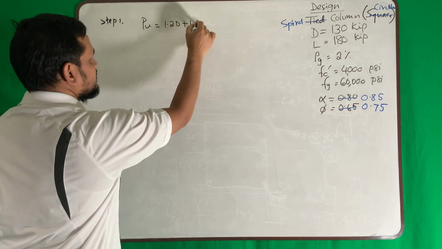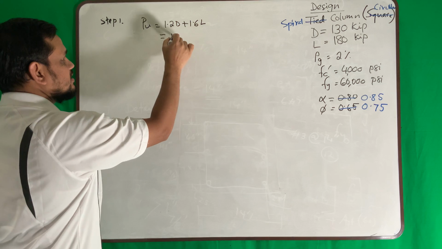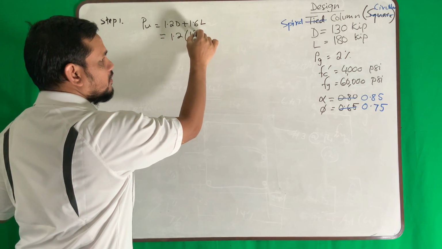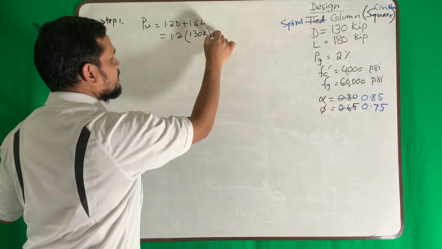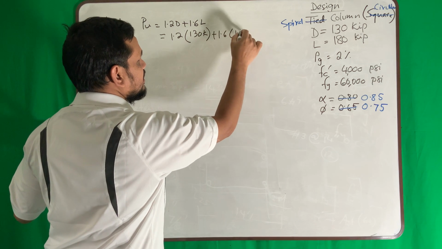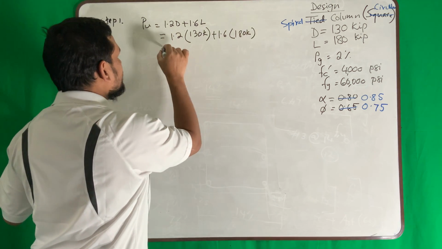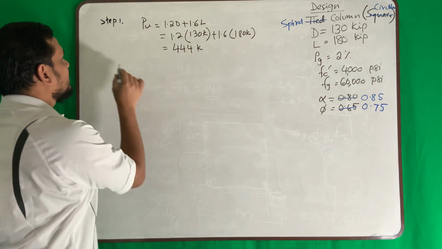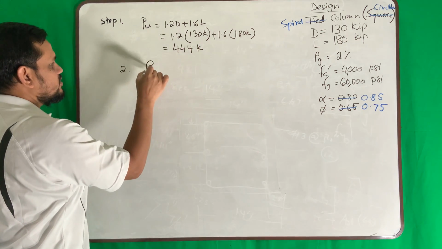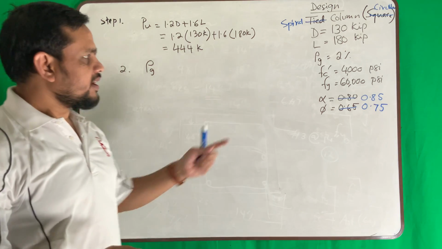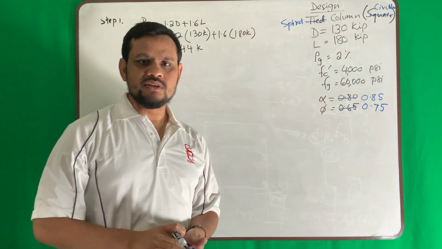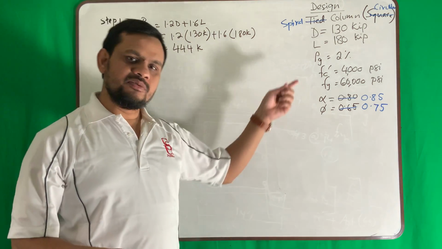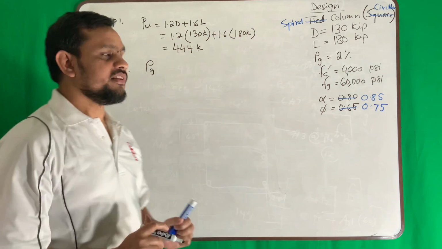1.2D plus 1.6 L, 130 kip plus 1.6 L, 180 kip. Total is 444 kip. Step number 2, choose a rho G. If my rho G is given, I will not choose. If it was not given, I would choose 2%, 3% like this.